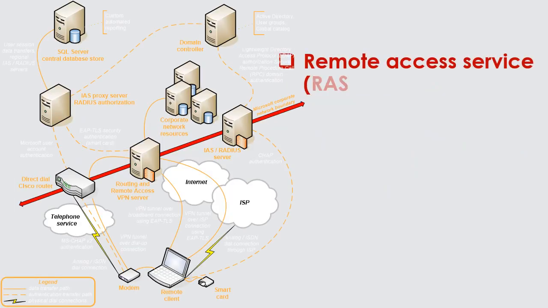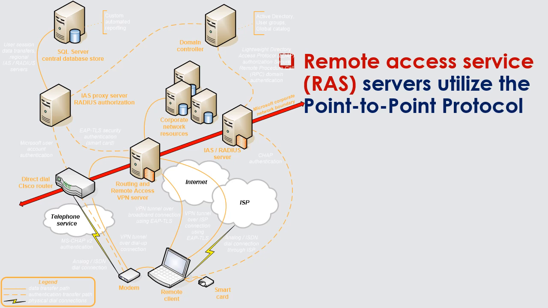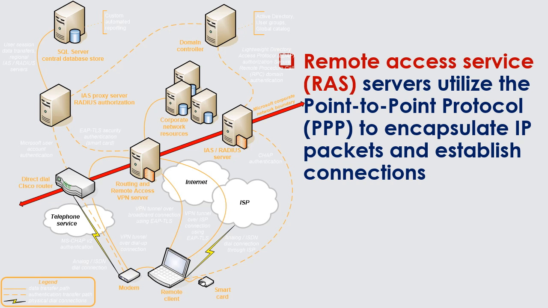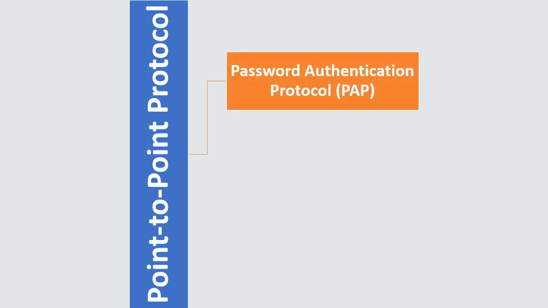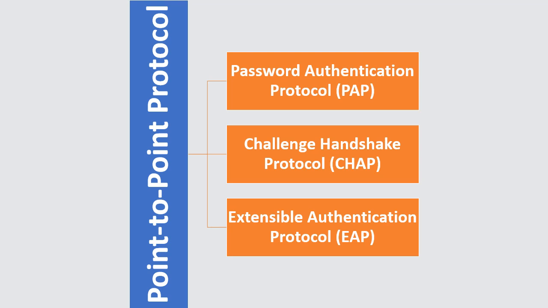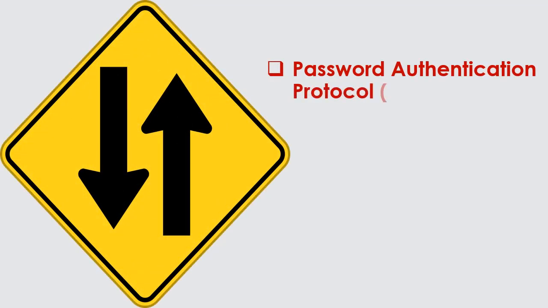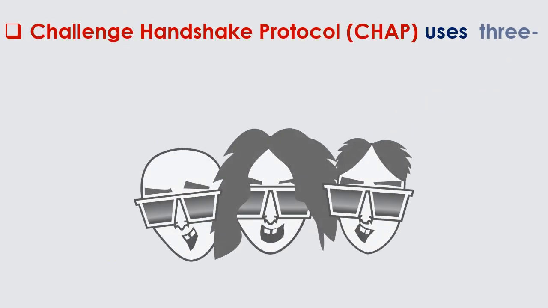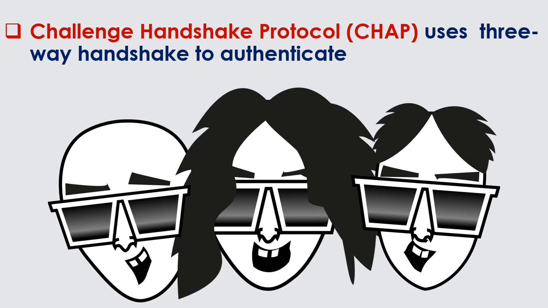Remote Access Service (RAS) servers utilize the Point-to-Point Protocol (PPP) to encapsulate IP packets and establish connections. Point-to-Point Protocol (PPP) has three authentication protocols: Password Authentication Protocol (PAP), Challenge Handshake Authentication Protocol (CHAP), and Extensible Authentication Protocol (EAP). PAP uses a two-way handshake to authenticate. CHAP uses a three-way handshake to authenticate.